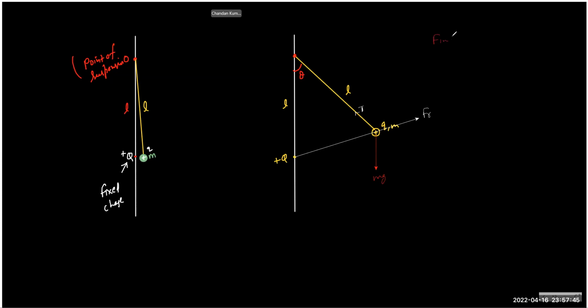So find the tension. Can you find the tension, or write the condition for equilibrium?